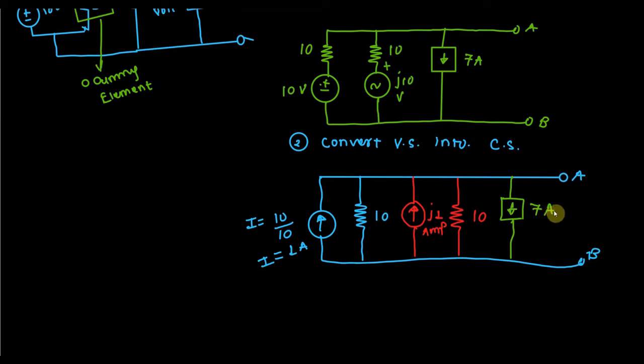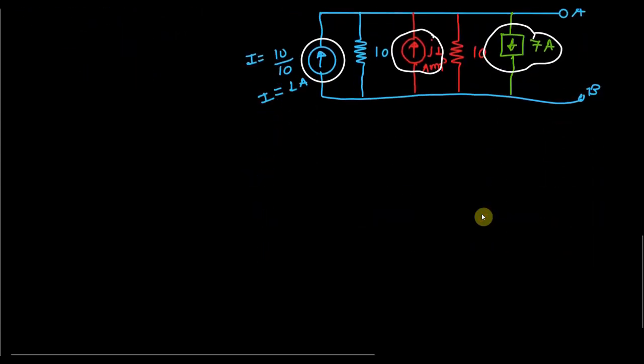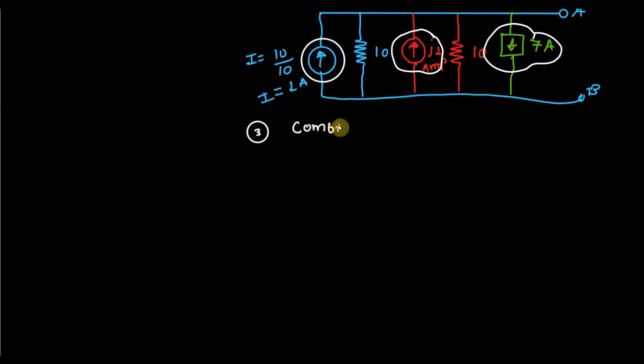Fine. 7 ampere. Now what I have done, I have converted all the voltage sources into current sources. Now you can see that there are three current sources here. This is the first one. This is the second one. And this is the third one. Okay. So all these three current sources are connected in parallel. And we know that when current sources are connected in parallel, we just combine all the current sources. So in the third step, combine all the current sources.